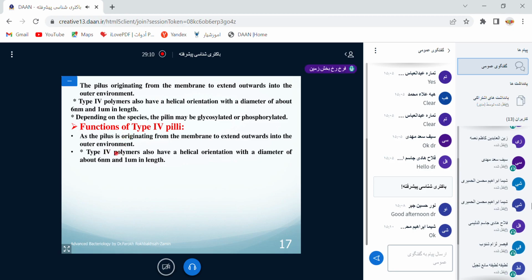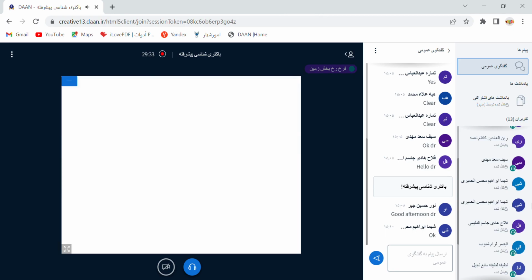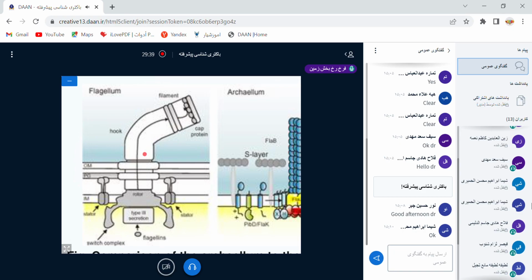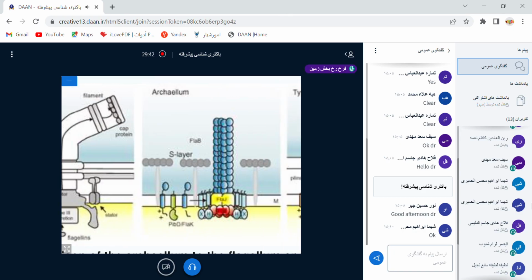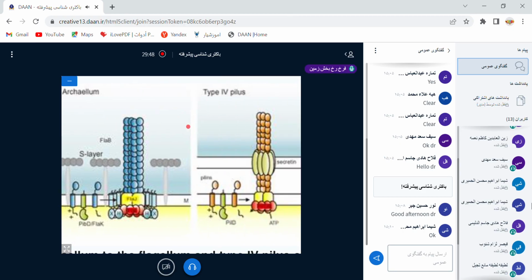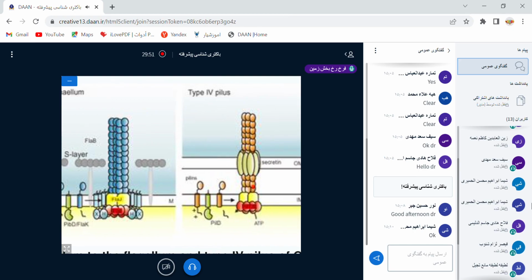Functions of type 4 pili: as the pilus originates from the membrane to extend outwards into the outer environment, type 4 polymers also have a helical orientation with a diameter of about 6 nanometers and 1 micrometer in length. So here you can see the image of a flagellum, an archaellum, which is related to archaea, and a type 4 pilus.